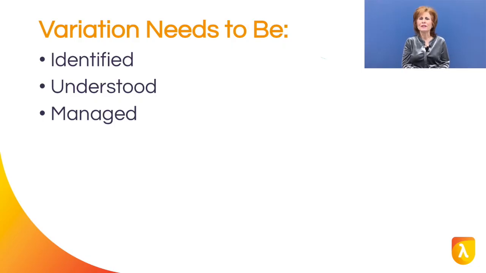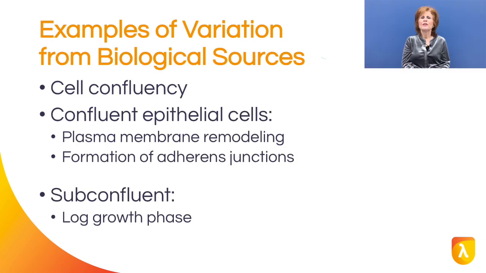Variation is inherent to Western blotting, and the sources of variation, both biological and technical, need to be identified, understood, and managed. There are many sources of biological variation. Here are a few examples.